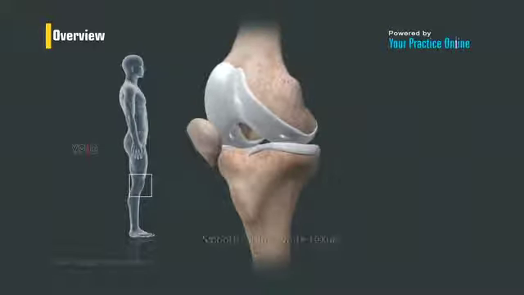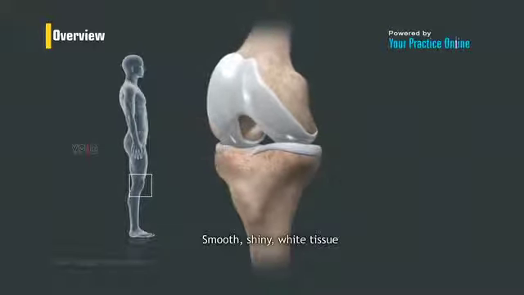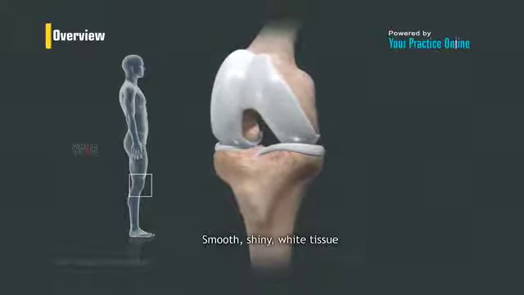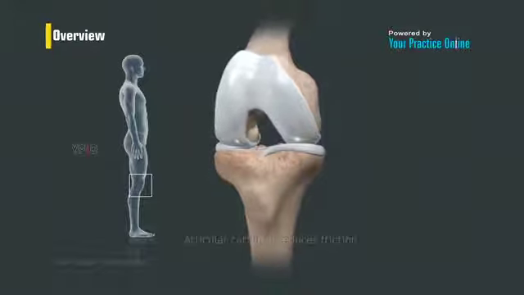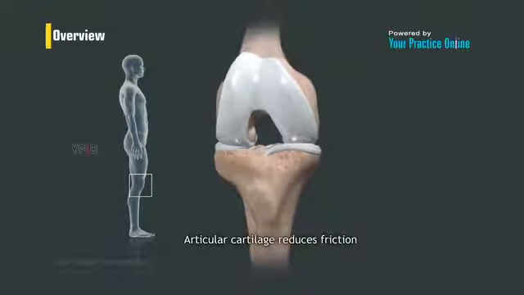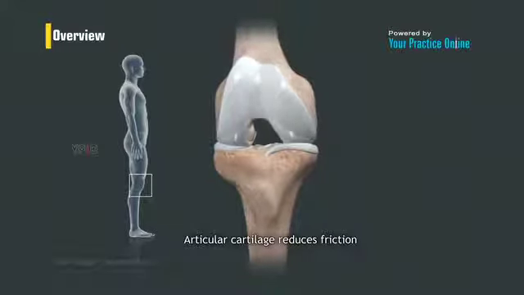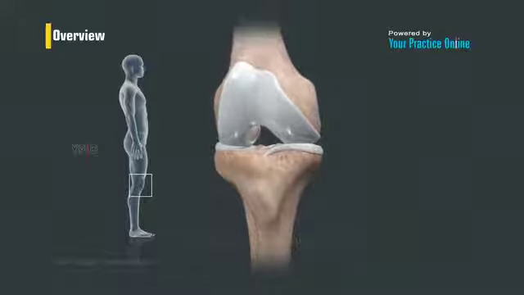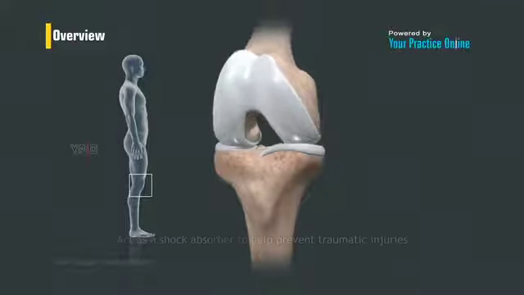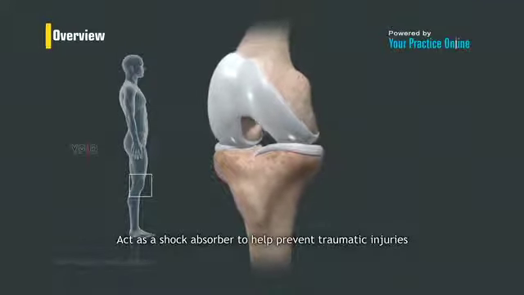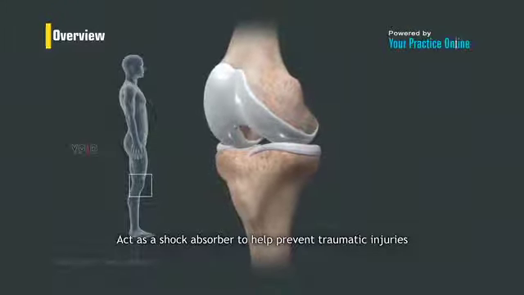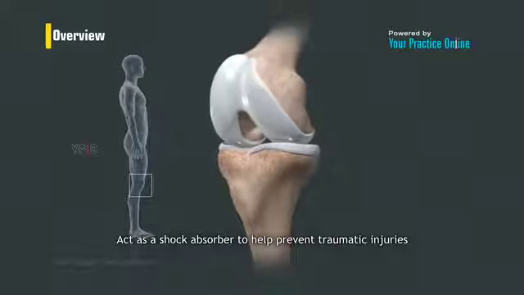Articular cartilage is the smooth, shiny, white tissue covering the ends of bones that form a joint. Articular cartilage reduces friction when bones glide over each other, making the movements smooth and painless. It also acts as a shock absorber to help prevent traumatic injuries to the bones.